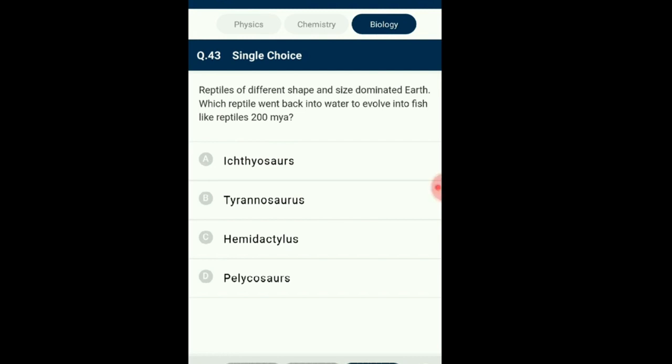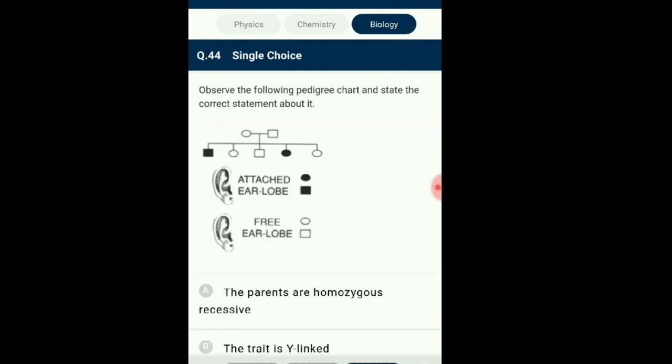Ichthyosaurus is a fish-like reptile that evolved from land reptiles, which went back into water. Tyrannosaurus is the biggest dinosaur, a land reptile about 20 feet in height. So the answer for this question is option A, Ichthyosaurus. Question number 44. Observe the following pedigree chart and state the correct statement about it.